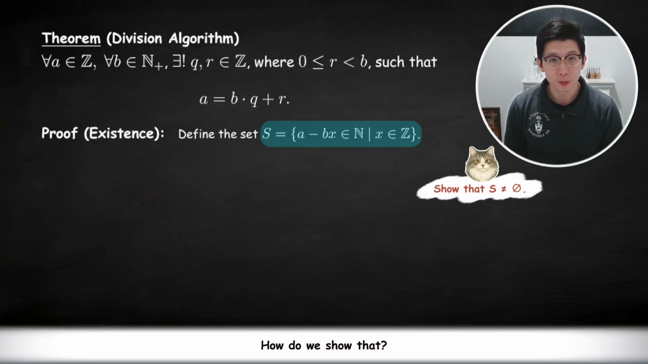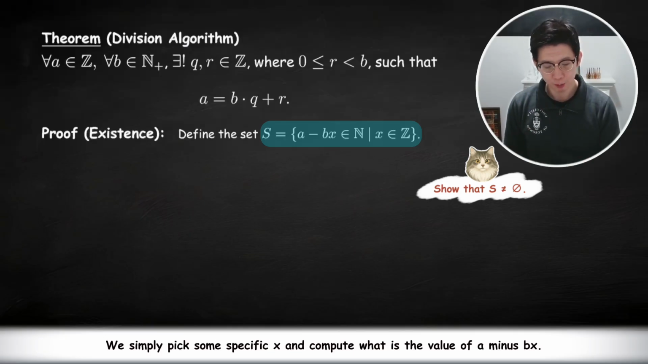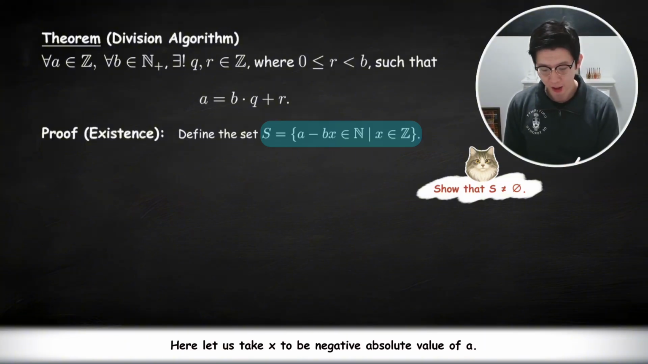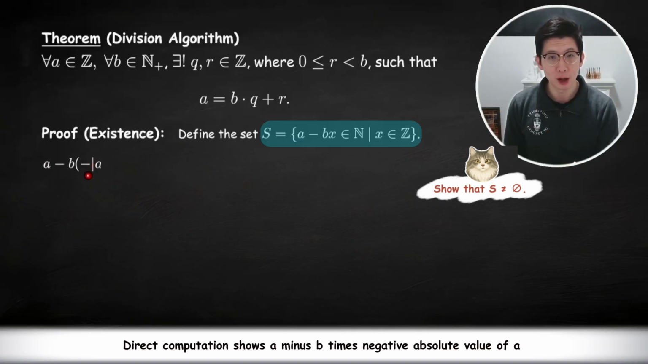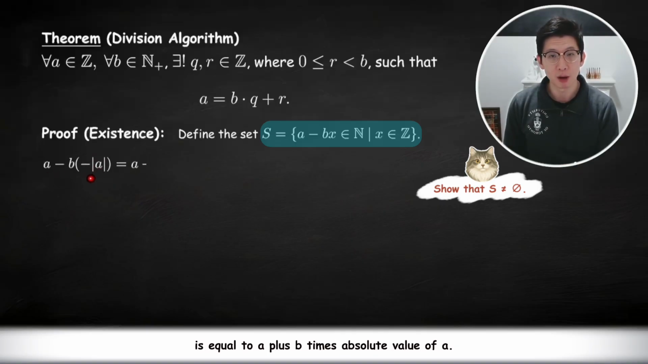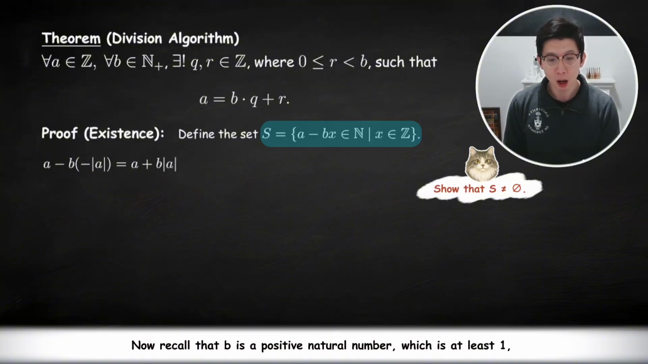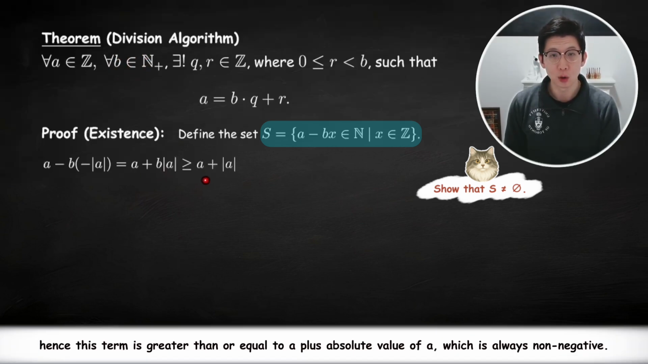And how do we show that? We simply pick some specific x and compute what is the value of A minus bx. Here, let us take x to be negative absolute value of A. Direct computation shows A minus b times negative absolute value of A is equal to A plus b times absolute value of A. Now recall that b is a positive natural number, which is at least 1. Hence, this term is greater than or equal to A plus absolute value of A, which is always non-negative.